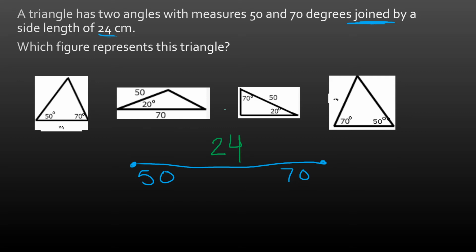Alright, so if I look down here, here's my 50 and 70, so here would be my line that connects them both. However, this 24 is in the wrong spot. It needs to be down here. This side length is a 50, so that's immediately wrong. Same here, this side length is 50, so immediately out, which means that this one over here is going to be correct. Notice how if I look at this part right here, here's my 50 and 70 degree, and this side right here that connects them both is labeled with that 24, which is what we are looking for.